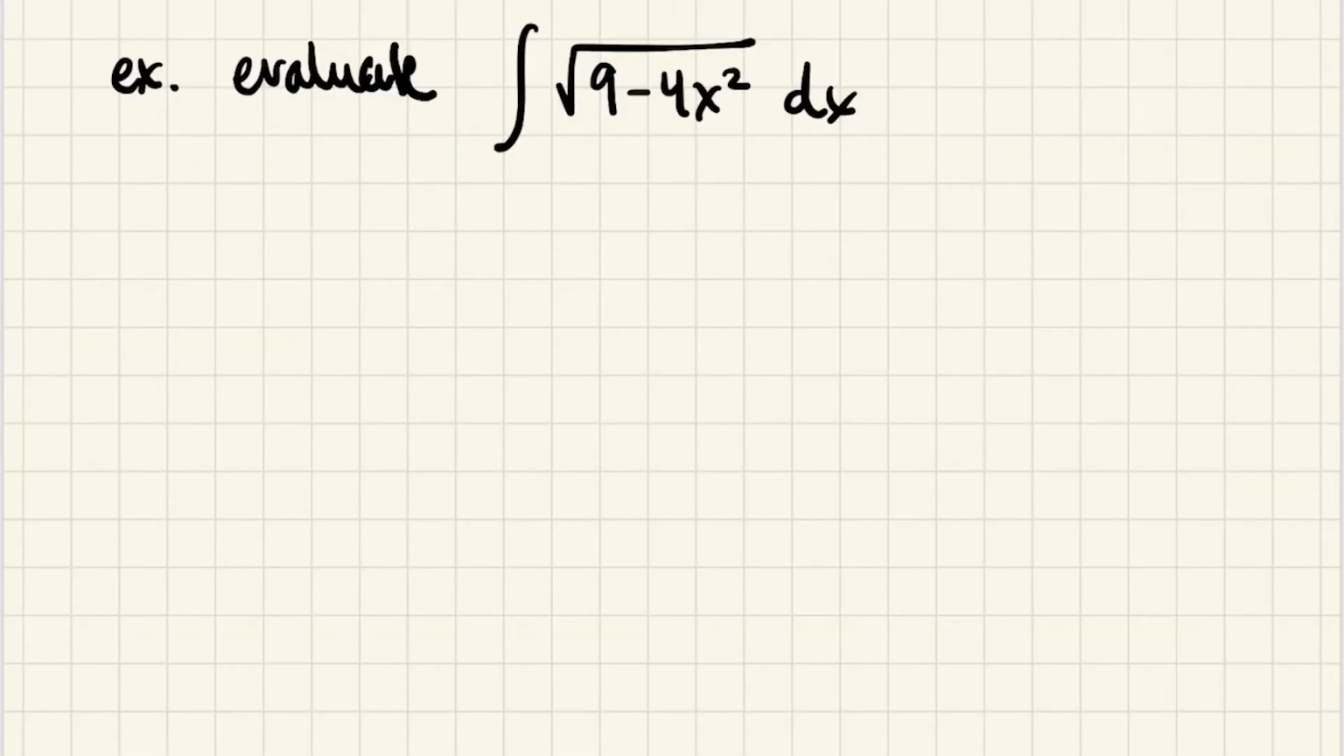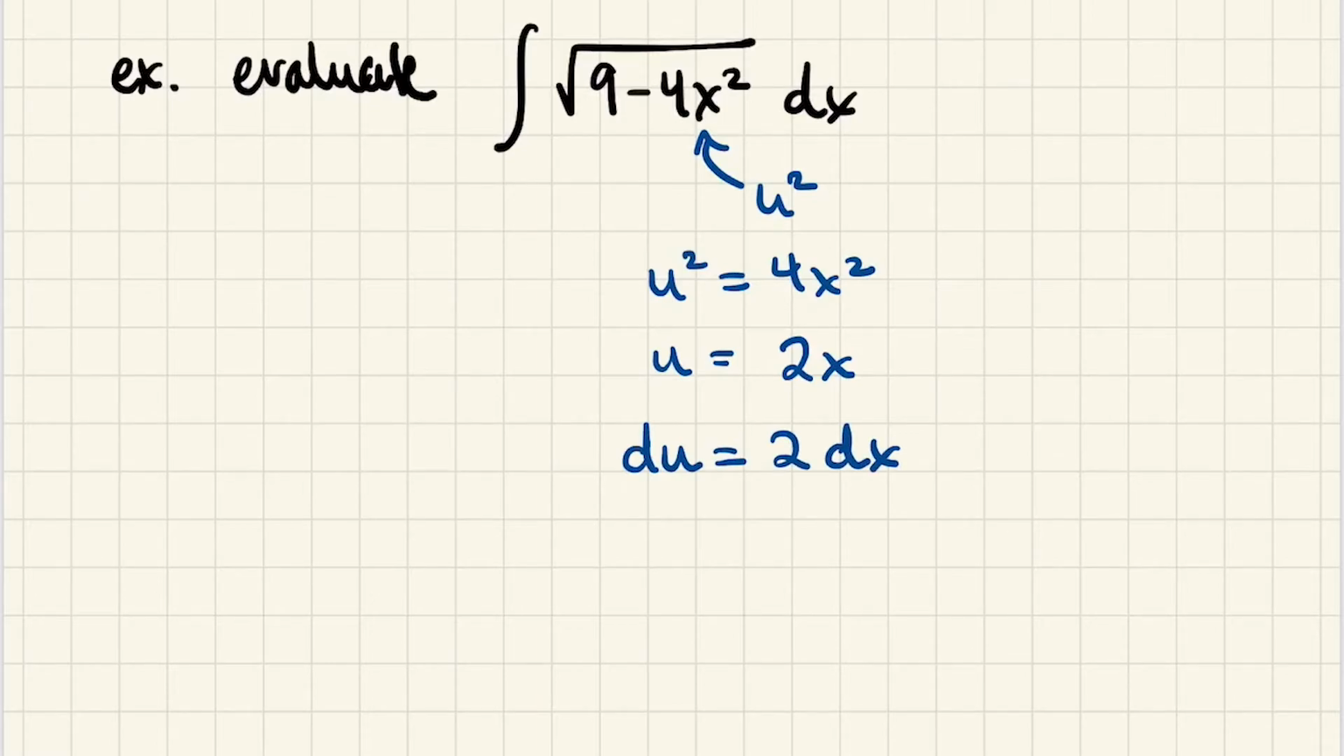Okay, it's time to talk about trigonometric substitution. So first of all, the thing we need to deal with is this 4. Wouldn't it be nice if we just had a u squared and this were 9 minus u squared? Well, we can create that by just saying, well, we want u squared to be 4x squared. And taking the square root, we can see we want u to be 2x. Well, that's our substitution. So du will be 2 dx. And that means that our integral is going to be 1/2 times the square root of 9 minus u squared du.